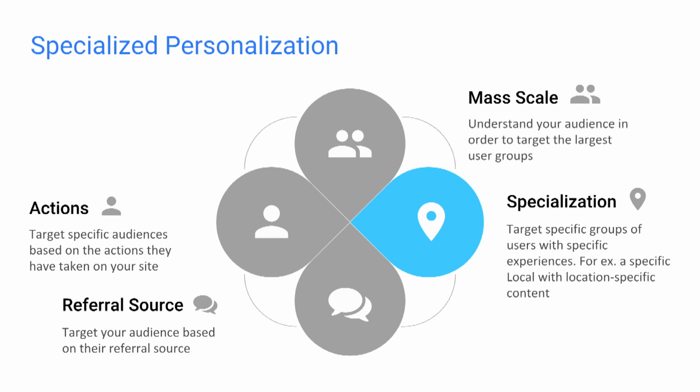So the next step of our maturity model is specialized personalization. And this is another example where we are not necessarily tweaking things on the site for one group of people, but we're tweaking it overall for a specific group. So for example, a specific locale with location-specific content.